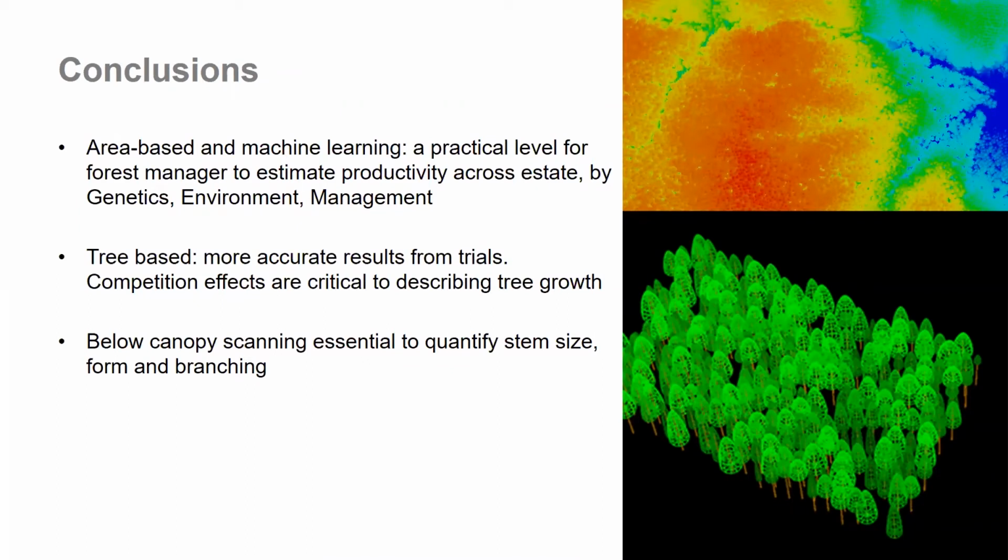So conclusions, the area-based and machine learning approach is a very practical tool for forest managers to predict productivity across their estate, taking into account the effects of genetics, environment, and management. The tree-based approach to phenotyping is helping us get more accurate results from trials, and the recent developments around quantifying competition are proving critical to accurately describing tree growth. And then the work on below canopy scanning is showing that it's essential to take that perspective to accurately quantify stem size, stem form, and branching.